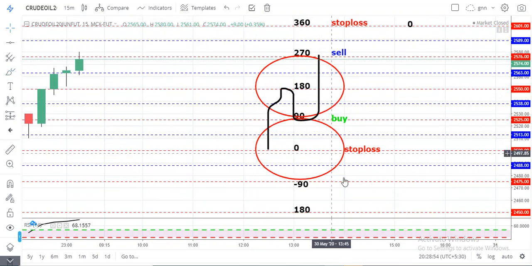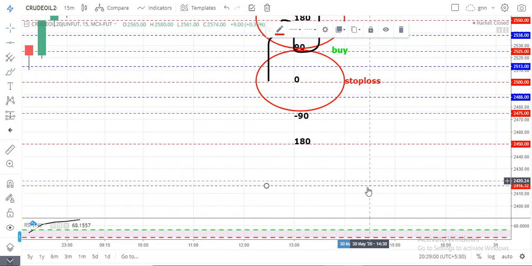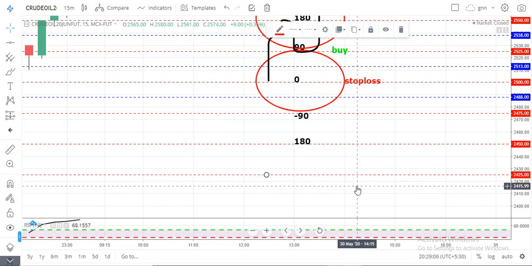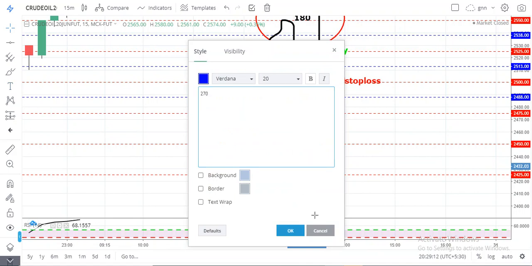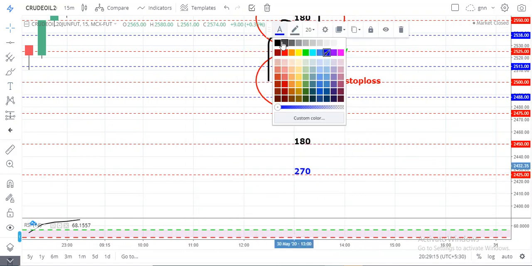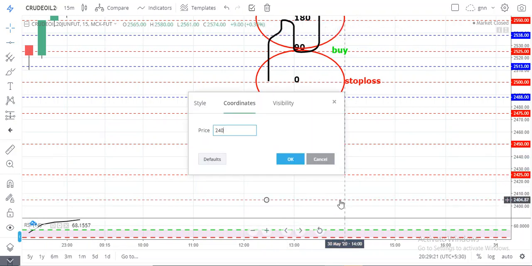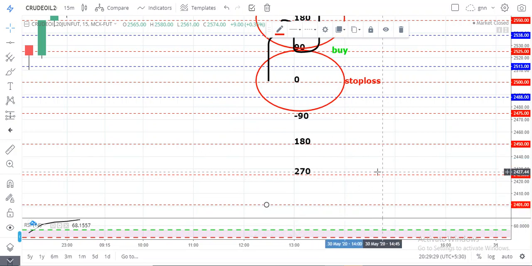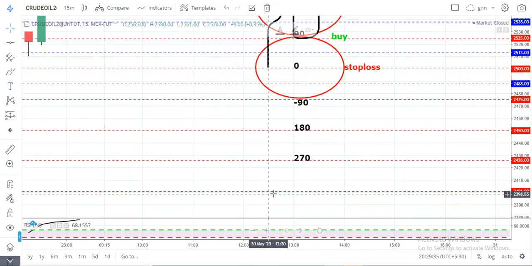When price is moving down, the same scenario. If it goes to the 180 degree, then I'm going to sell at 90 degree. It depends on the number. So this is going to be 270. The next number is 2400. I think 2401. 2426 is the next number. So this is going to be a 360 degree.